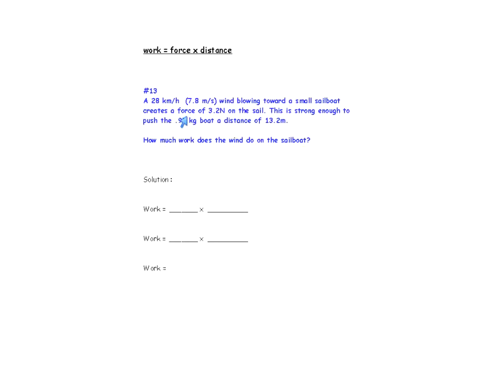Okay, so we've got a wind, and we've got it expressed in two different speeds, kilometers per hour and meters per second. It's blowing towards a sailboat, and it creates a force of 3.2 newtons on the sail. It's strong enough to push a 0.5 kilogram boat a distance of 13.2 meters. And it says how much work does the wind do on the sailboat? Okay, so we want to find work, so we want to multiply force times distance. If you look at this problem here, there's a lot of numbers in it, eh? But the good thing is, we just need to pick out the ones that are force and distance. Okay? Do you remember what units we measure force in?